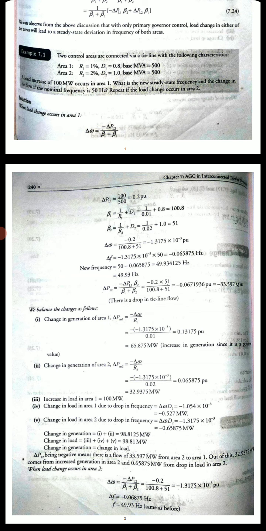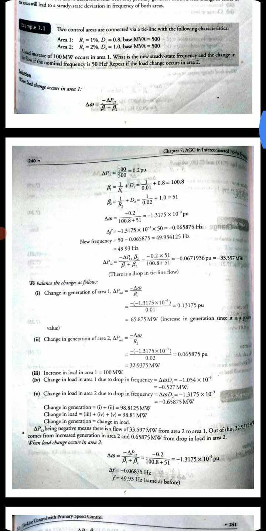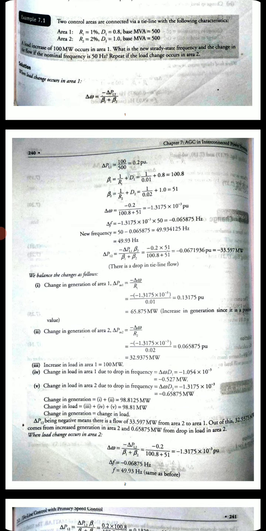Now we balance the changes. The change in generation in area 1, delta PM1, is given by minus delta omega by R1. Putting in the values, minus of minus 1.3175 into 10 raised to minus 3 divided by 1.01, we get 0.13175 per unit, and multiplying by the base, we get 65.875 megawatt. That is an increase in generation, since it is a positive value. The change in area 2, delta PM2, is equal to minus delta omega by R2. We get 0.06585, and multiplied by 500 we get 32.9375 megawatt.